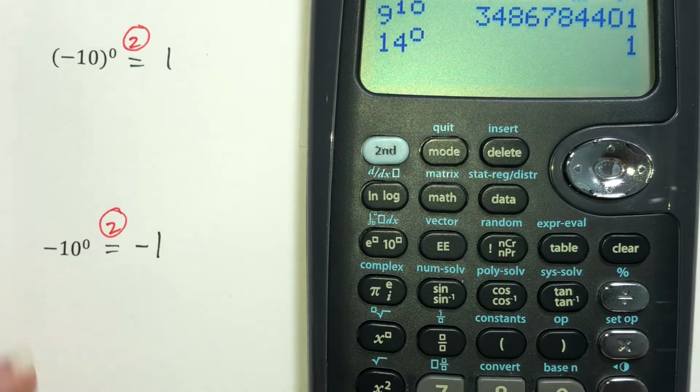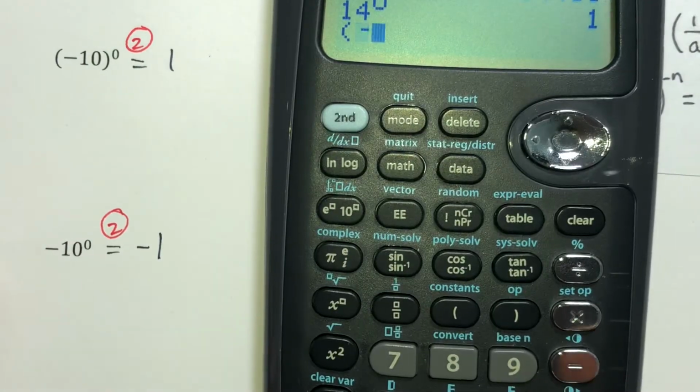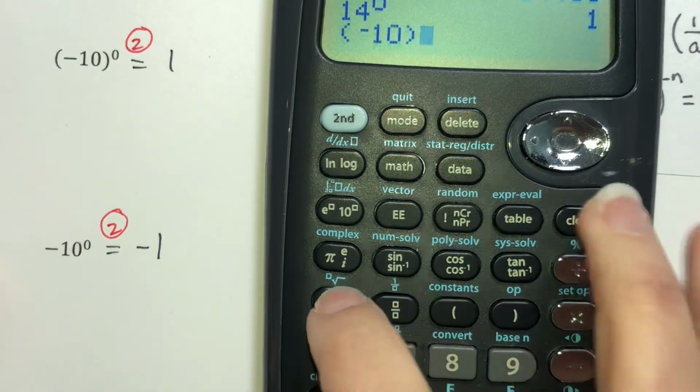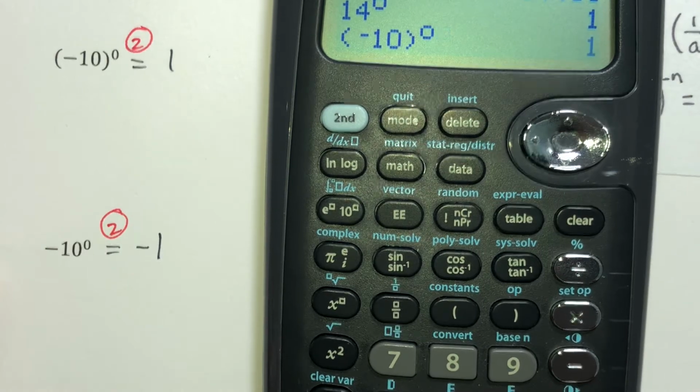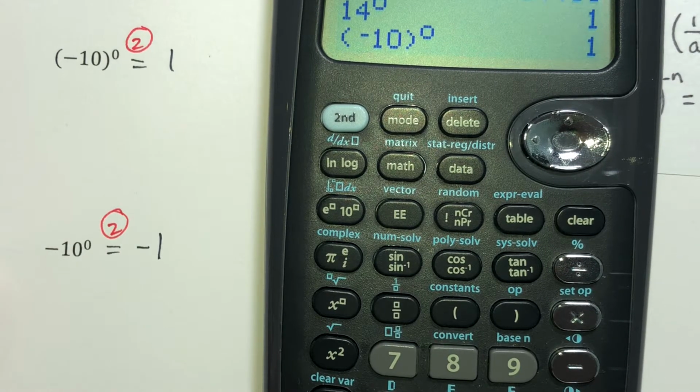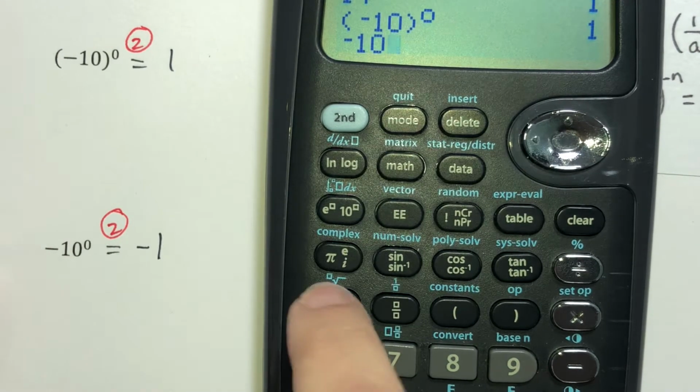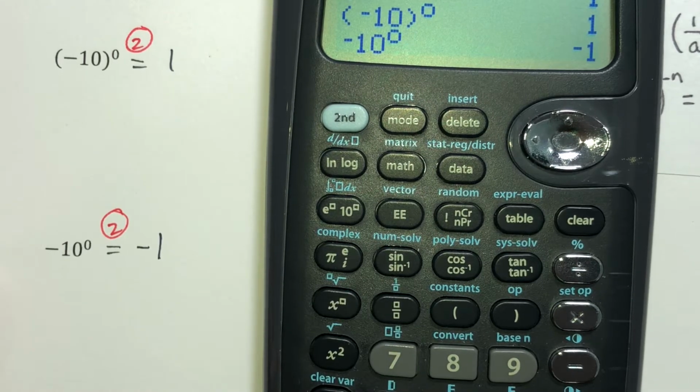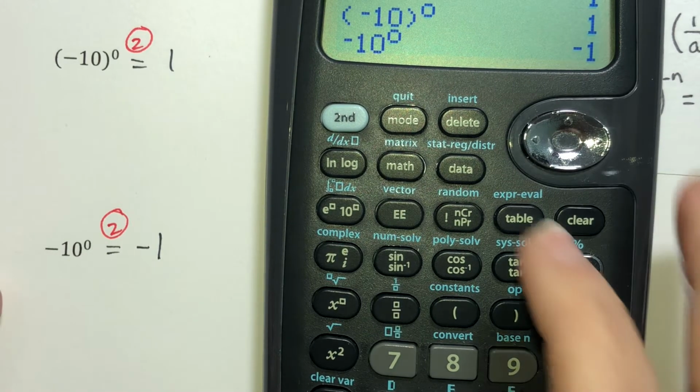Let me show you on the calculator. If I open parentheses and put the negative 10 in there, and then raise that to the 0 power, you can see that I get 1. But if I enter straight negative 10 raised to the 0 power, I get negative 1. So there is a difference. You are the one who's going to have to remember to check it.